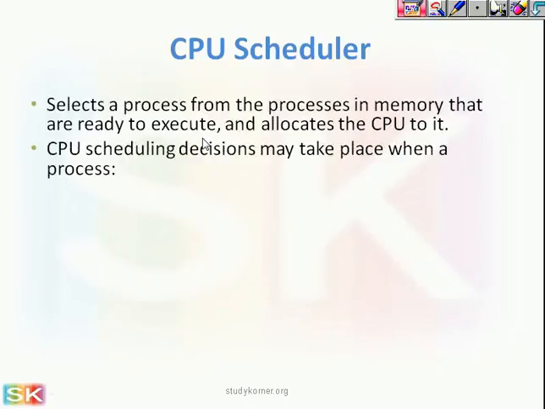So to select a process from the processes in main memory that are ready to execute and allocate the CPU to it, it is the need of your scheduler. So what a scheduler is required to do, first task it is required to do is to select a process from multiple processes which are available in our main memory and allocate it to the CPU, right?